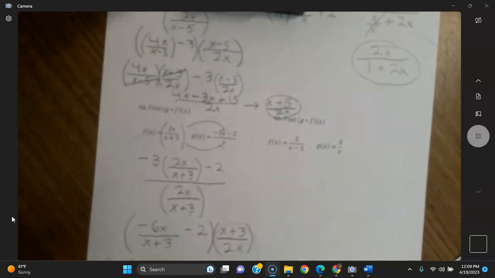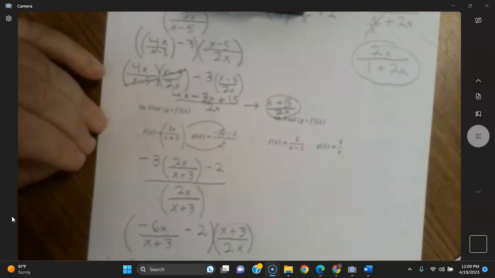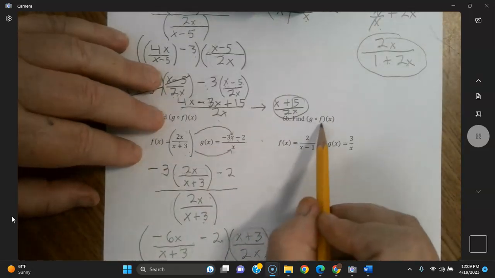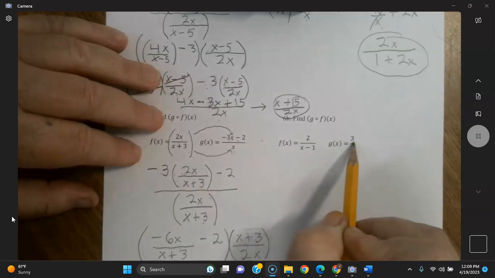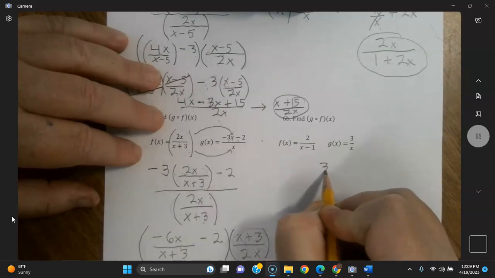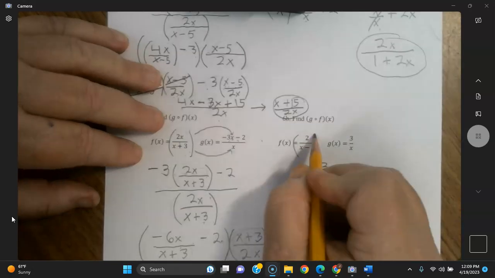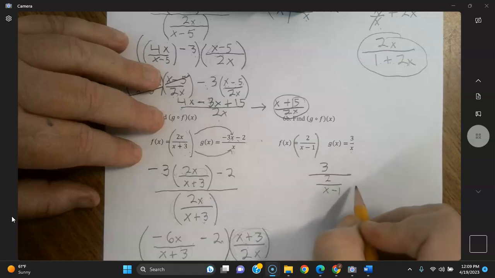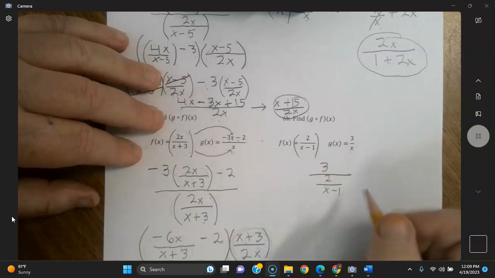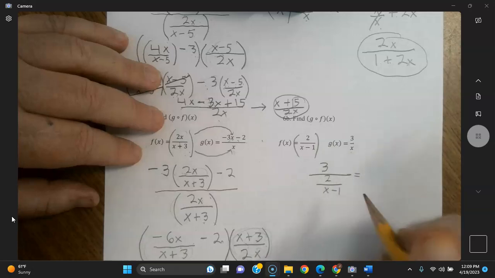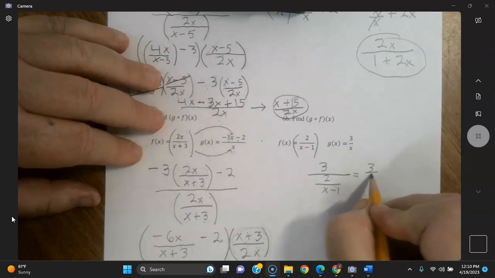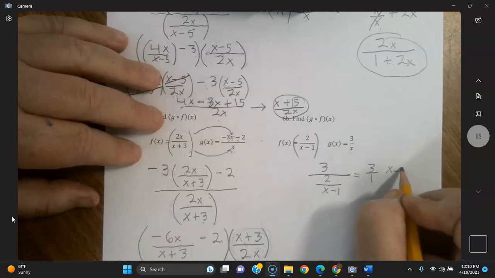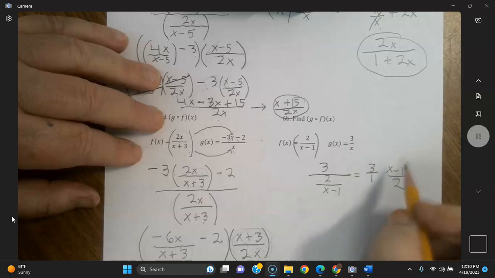All right, 6b. And this one's fortunately not very long. So it's saying that we're going to plug f into g, so this goes into this. So that means you have 3 over, and that x is going to become 2 over x minus 1. All right, well, I don't need to wrap that in a parenthesis. That's going to equal, we're going to flip the bottom and multiply. First, we're going to turn the 3 into a fraction, 3 over 1. And then we're going to flip the bottom, and that's going to be x minus 1 over 2.